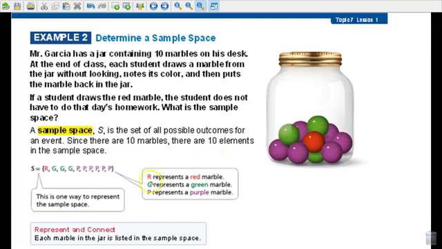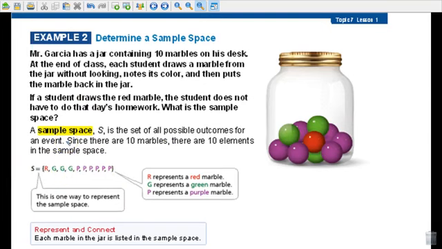Okay? So R represents a red marble, G represents a green marble, P represents a purple marble. This is one way to represent the sample space. So the sample space is R, G, G, G, P, P, P, P, P, P. So this is how you would represent the sample space. This is the sample space.